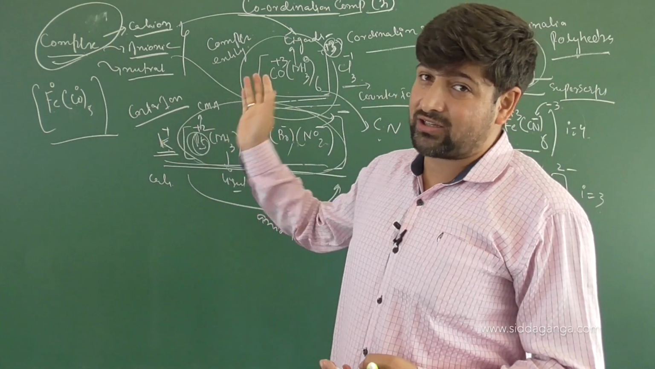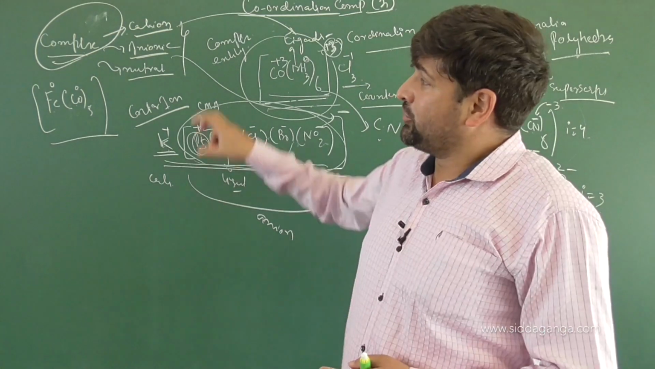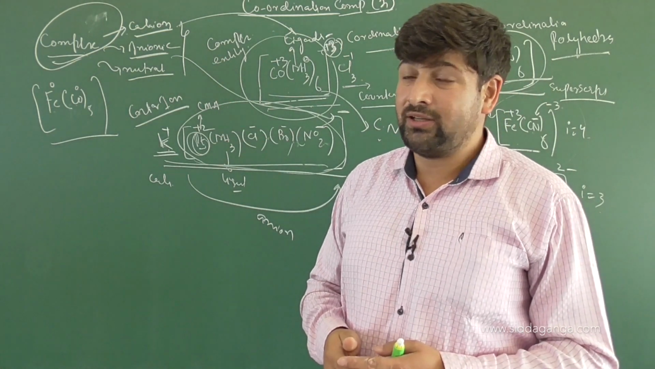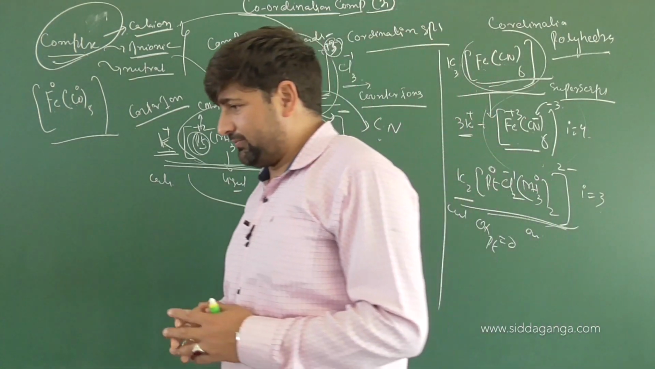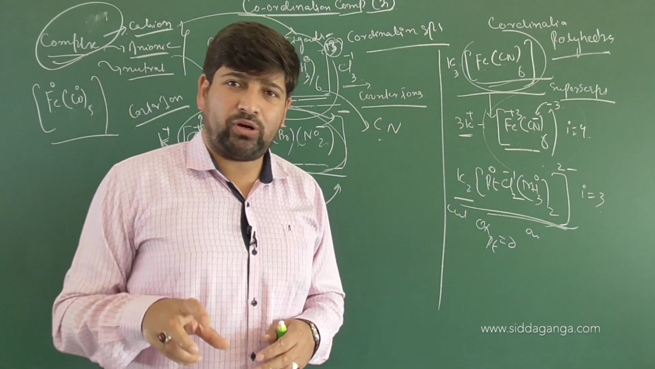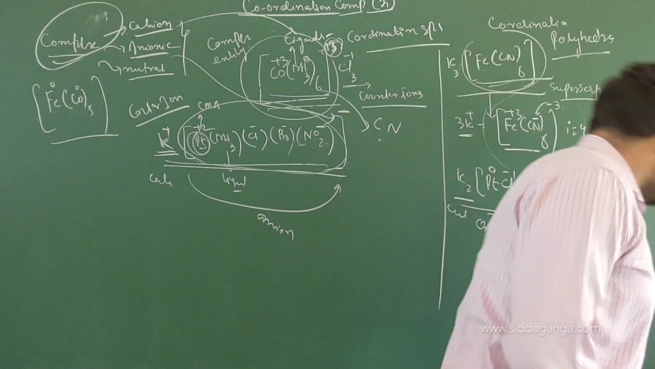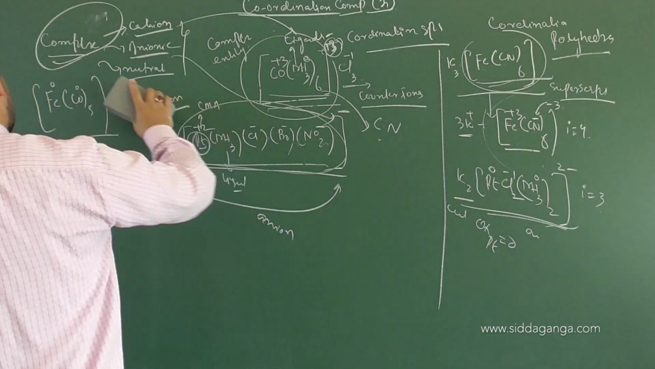Counter ions, what is the counter ion attached to it? According to that you can decide whether it is cationic or anionic. So this is the classification of complexes, right? So here they are classified on the basis of charge. Then you have one more classification depending upon what type of ligands are attached to it. This is the classification of complex on the basis of charge.